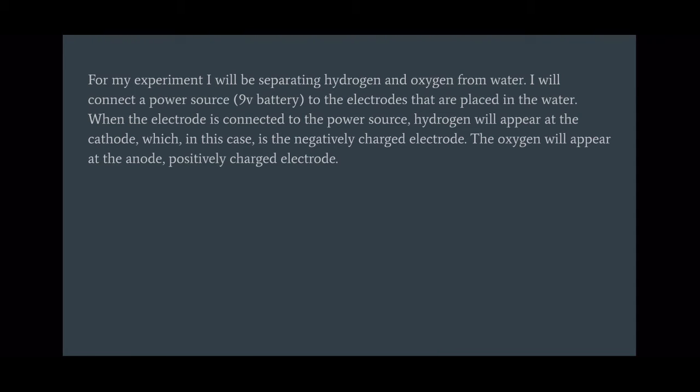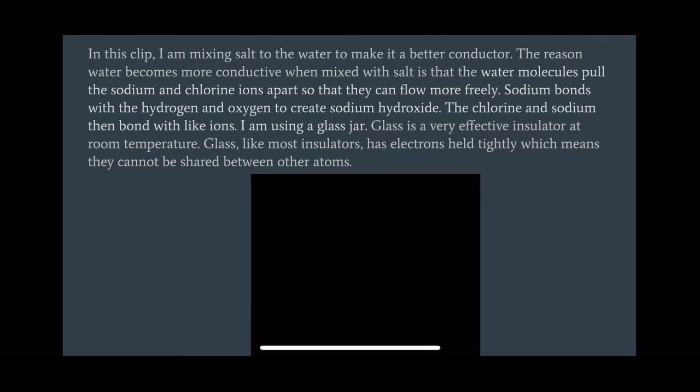For my experiment, I will be separating hydrogen and oxygen from water. I will connect a power source, a 9-volt battery, to the electrodes that are placed in the water. When the electrodes are connected to the power source, hydrogen will appear at the cathode, which in this case is a negatively charged electrode, and oxygen will appear at the anode, the positively charged electrode.